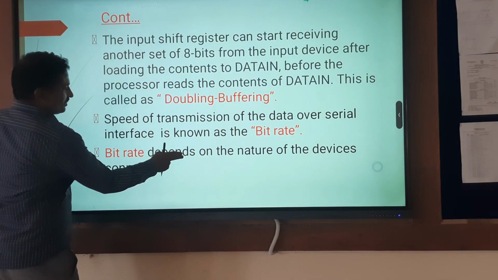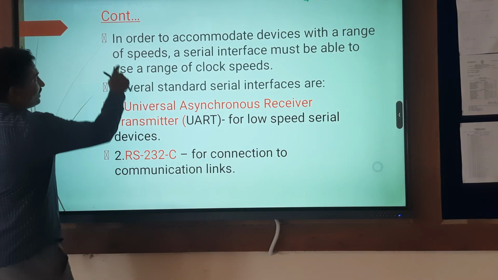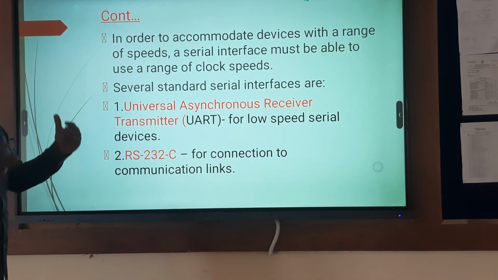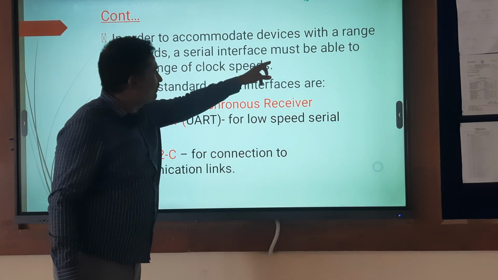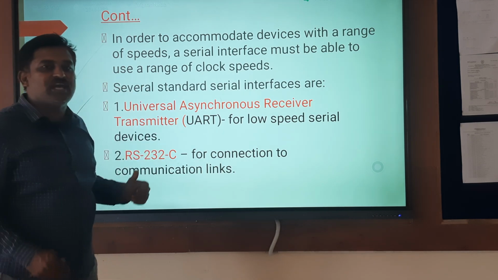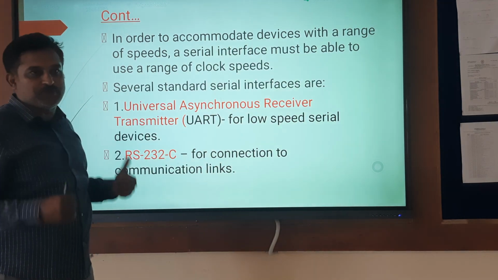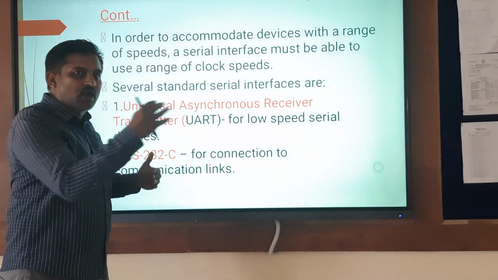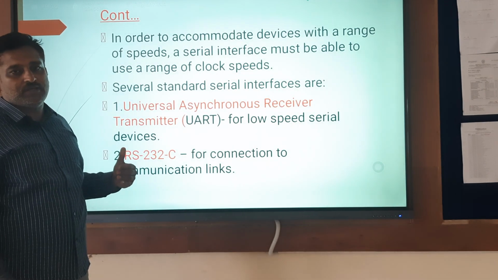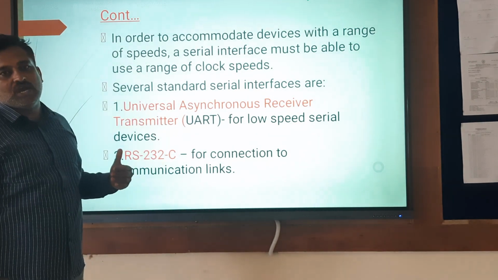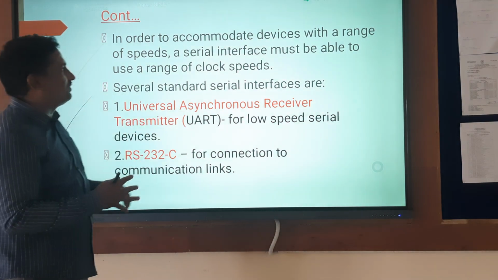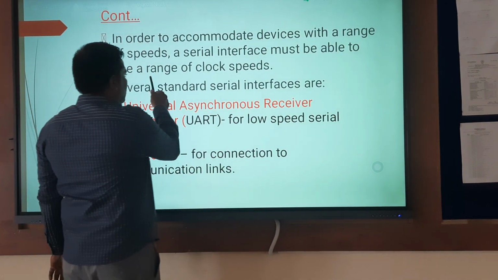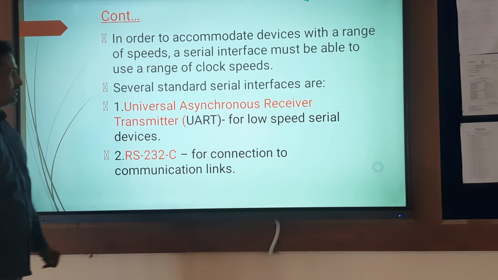So, see this point. In order to accommodate devices with a range of speeds, the serial interface must be able to use a range of clock speeds. That is, the transmitter clock has one speed and the receiver clock has another speed. So, in order to accommodate a variable number of devices, we have to use variable clock speeds.